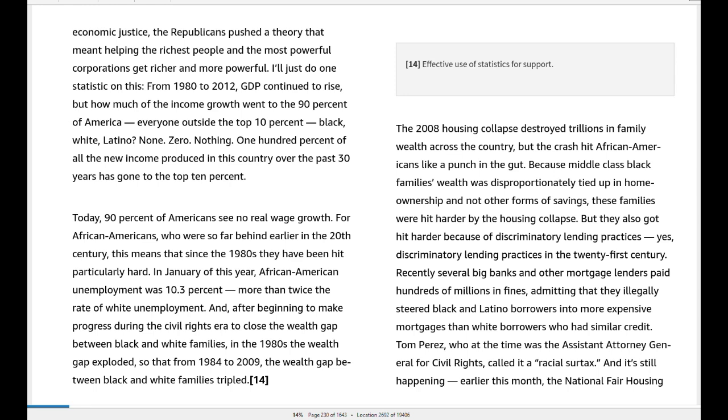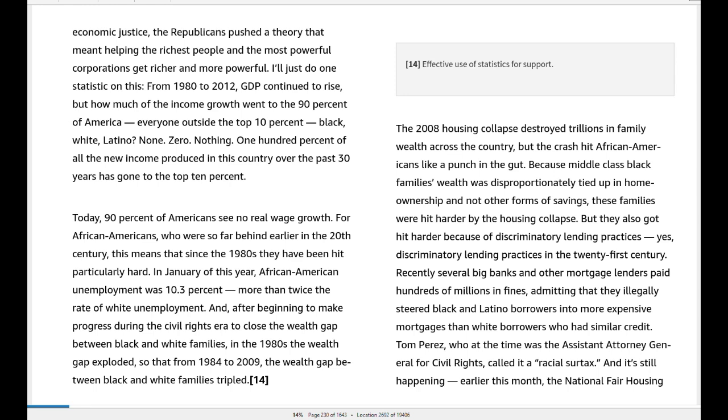For African Americans, who were so far behind earlier in the 20th century, this means that since the 1980s, they have been hit particularly hard. In January of this year, African American unemployment was at 10.3%, more than twice the rate of white unemployment. And, after beginning to make progress during the Civil Rights era to close the wealth gap between Black and white families, in the 1980s, the wealth gap exploded, so that from 1984 to 2009, the wealth gap between Black and white families tripled.